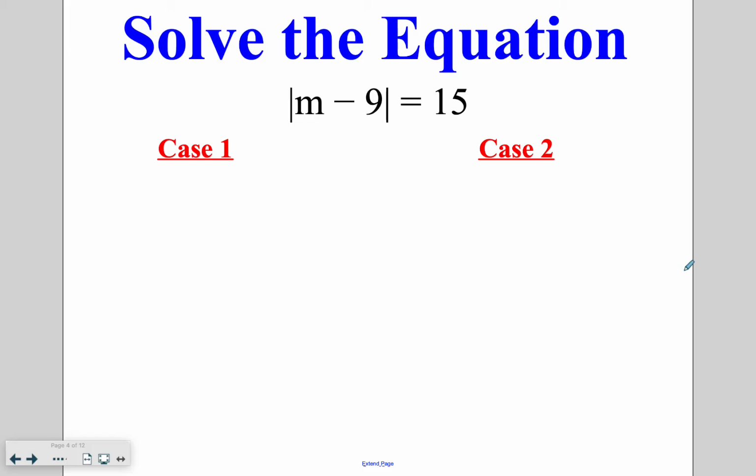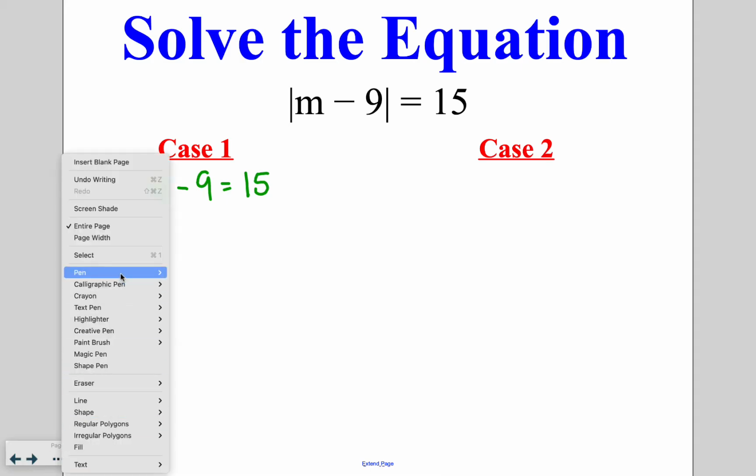So what does that mean when we solve the equation? It means we actually have to solve it twice. The first case is always using the positive distance. So I want m minus 9 to equal positive 15 because the absolute value of 15 is 15.